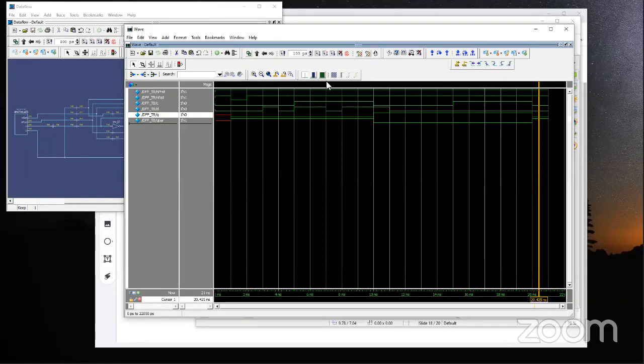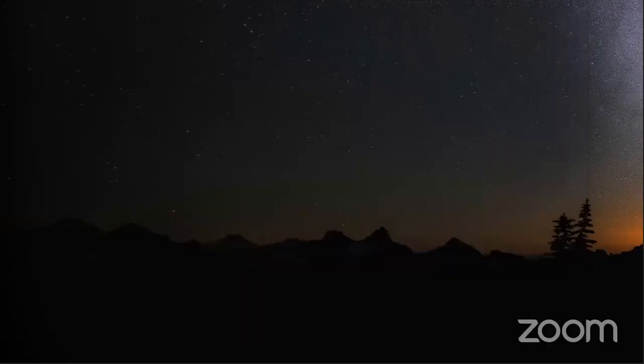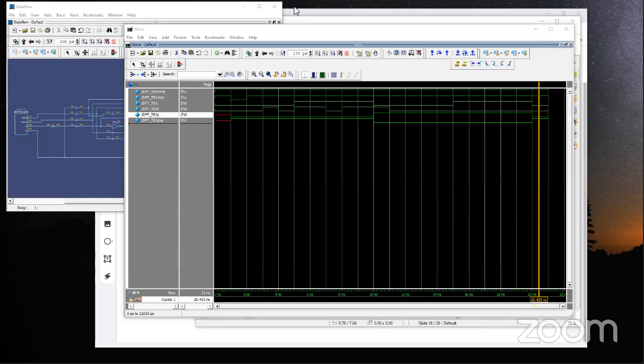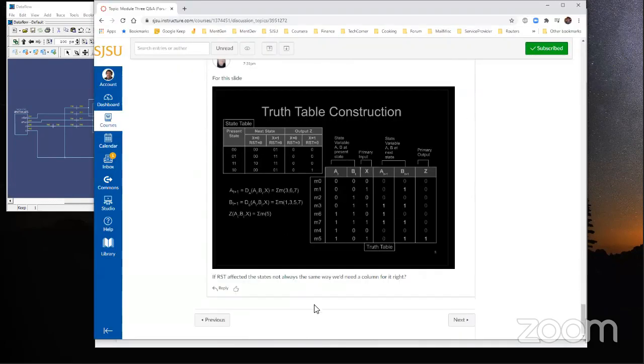Okay, now we can move on to the next one, which is from the sequential design circuit, which I think Friend has a question, which is this one, right? If reset affected the state not always the same way, we need to have a column for it. Yes, we need it.